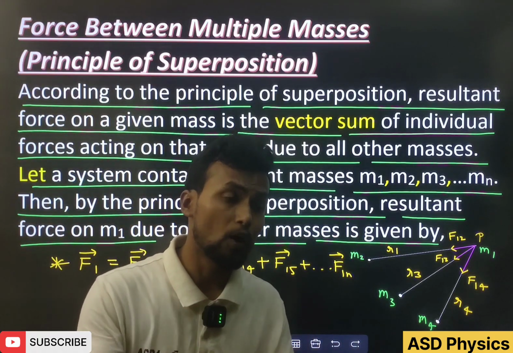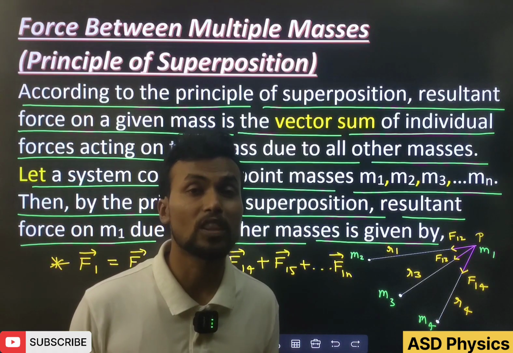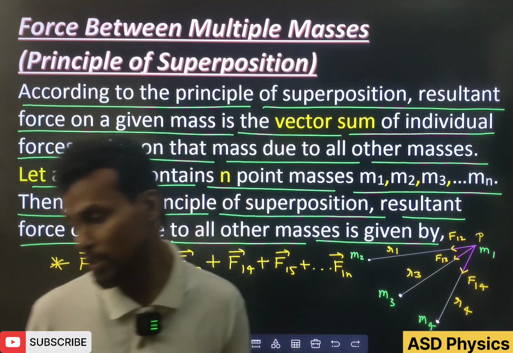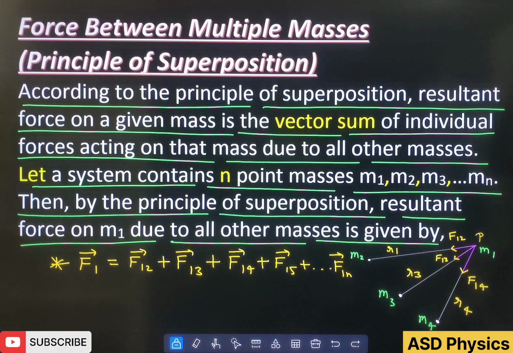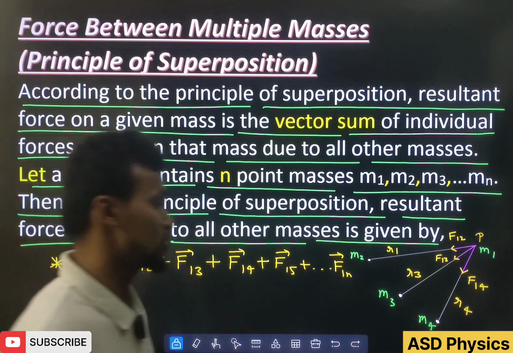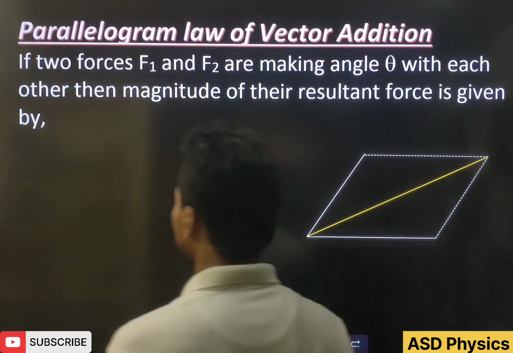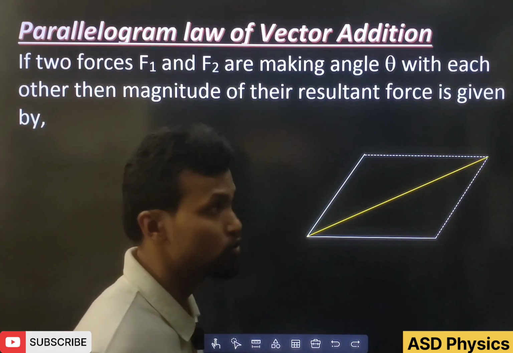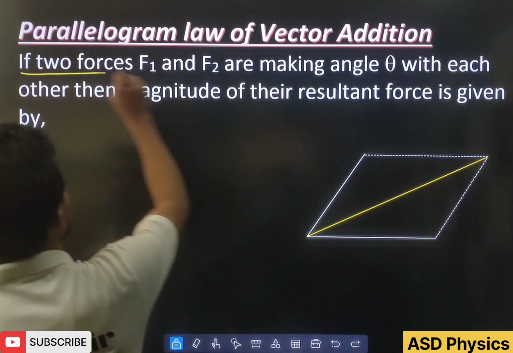But how to calculate the resultant force? For that we should know the triangle law of vector addition and the parallelogram law of vector addition to add the forces. Okay, because force is which quantity? Vector quantity. You have to be very, very careful. So here we are going to learn the basic parallelogram law of vector addition. You have learnt it before, but let's see the recap.